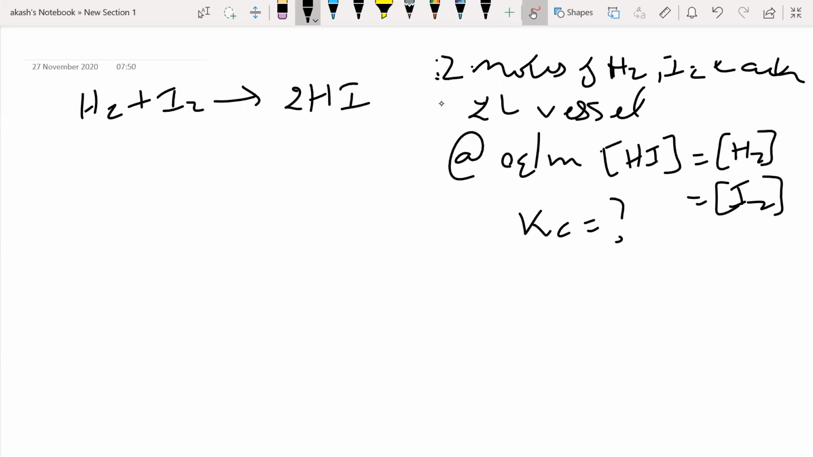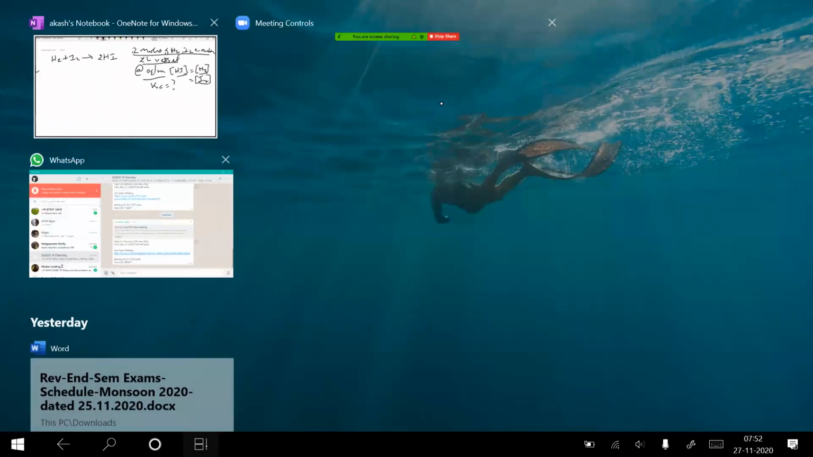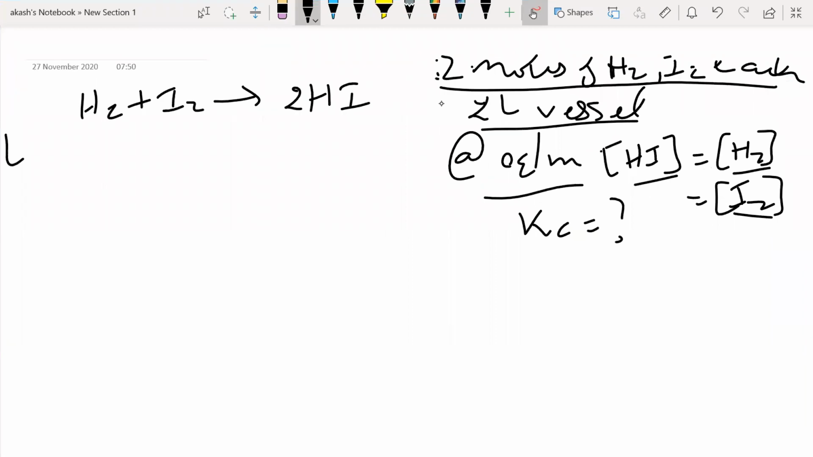So these are the informations given to you. They say that 2 moles each of H2 and I2 are present, right? And it's a 2-liter vessel. So they say that at equilibrium, all the concentrations are equal. And I want to find the Kc value. Now again, I'll go for the equilibrium table, that is, at time t equal to 0.